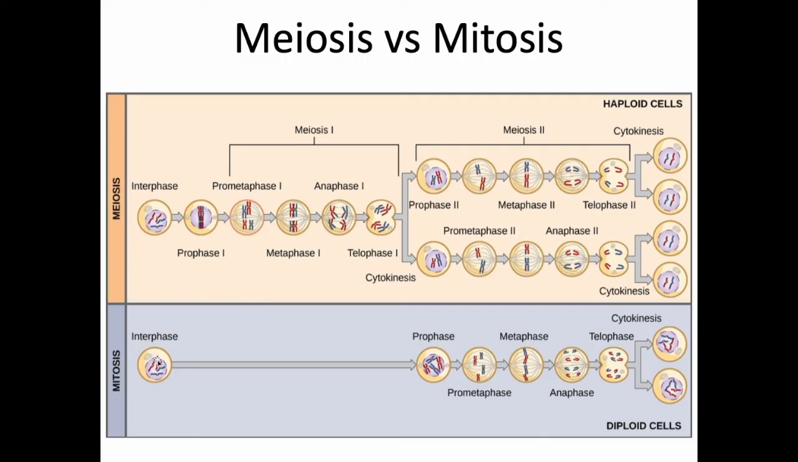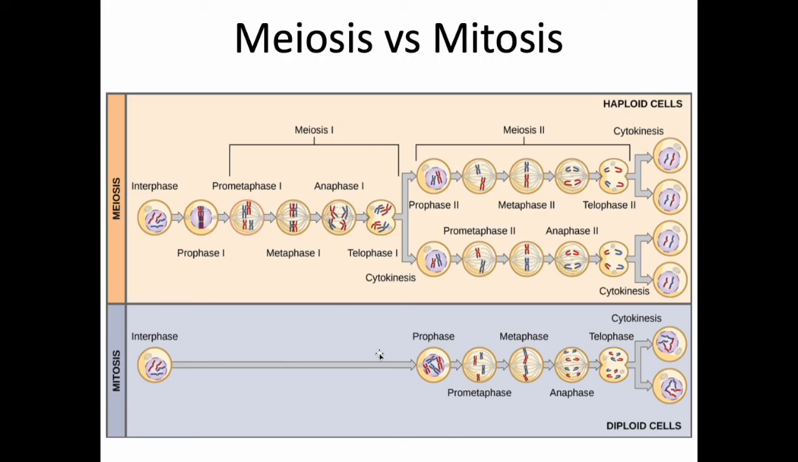Mitosis was interphase, prophase, prometaphase, metaphase, anaphase, telophase, cytokinesis. Done. Meiosis was interphase, prophase I, prometaphase I, metaphase I, anaphase I, telophase I, cytokinesis. Each of these cells goes through prophase II, prometaphase II, metaphase II, anaphase II, telophase II, cytokinesis, ending up with a total of 4 cells, all of which are haploid.